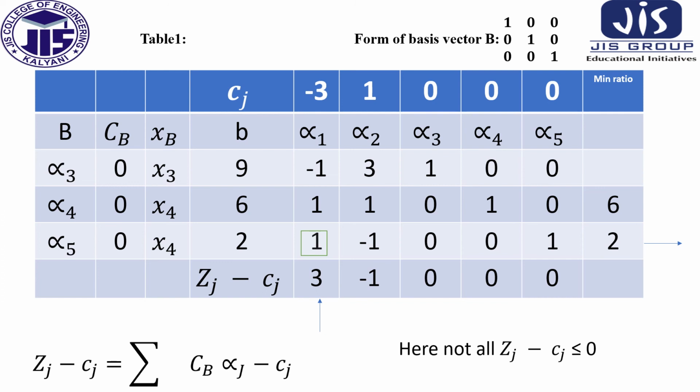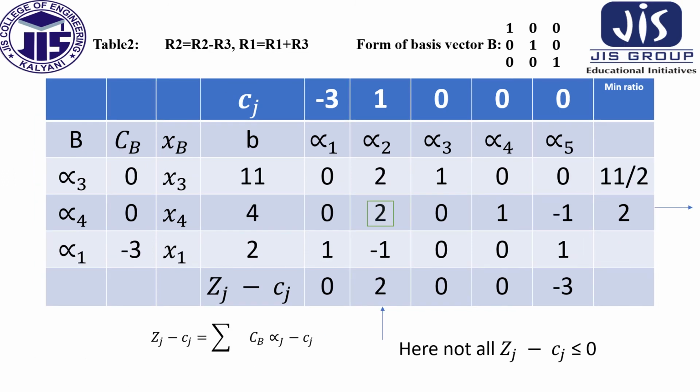So we are formulating here R2 equal to R2 minus R3 and R1 equal to R1 plus R3. So we have got the modified table here. In this modified table we have to find out the basis vector form again.